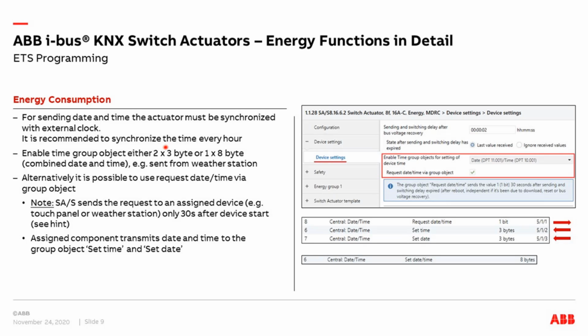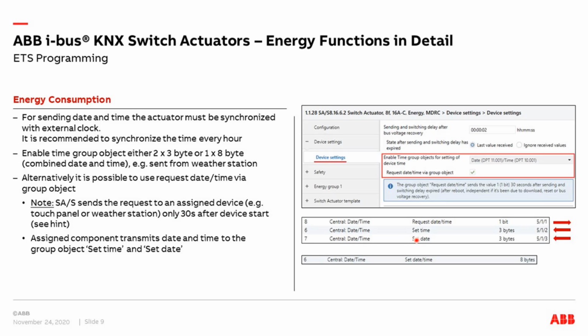So if you have the start time available, what does it mean? We have to assign the time to this device, and such a switch actuator does not have any internal clock, so we have to synchronize date and time to the actuator to synchronize the internal clock, and this has to be done by an external clock, of course. But there are so many components normally in a KNX installation to do so, like touch panels, like weather stations, for example. And to have a precise time, we recommend to synchronize the time of this device around every hour.